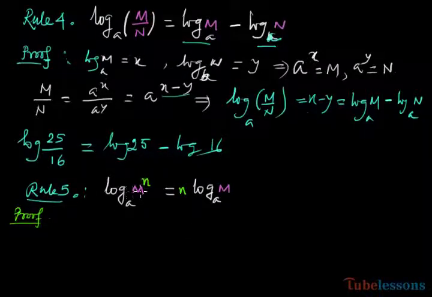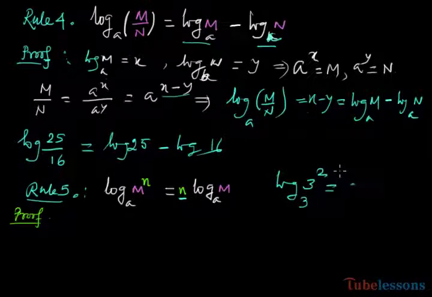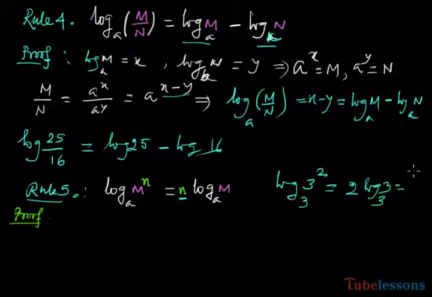Now our next rule is log m raised to the power n base a is equal to n into log m base a. That means if you take log 3 to the power 2 base 3, it is equal to 2 log 3 base 3, and log 3 base 3 is equal to 1. So this becomes 2 into 1, which is equal to 2.